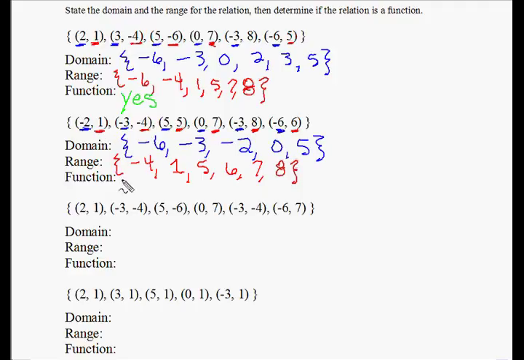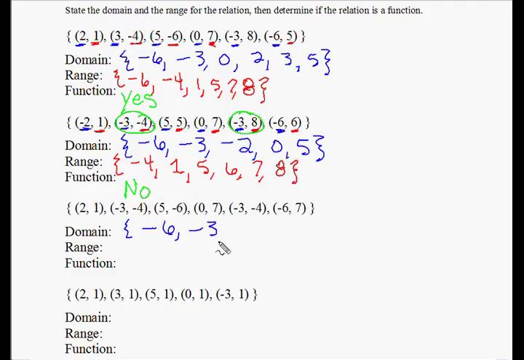To determine if this is a function, we look to see if any of those x values were repeated more than once. -3 is associated with -4, but then -3 is also associated with +8. So that causes this not to be a function, because this x value was repeated and the y value was not the same.